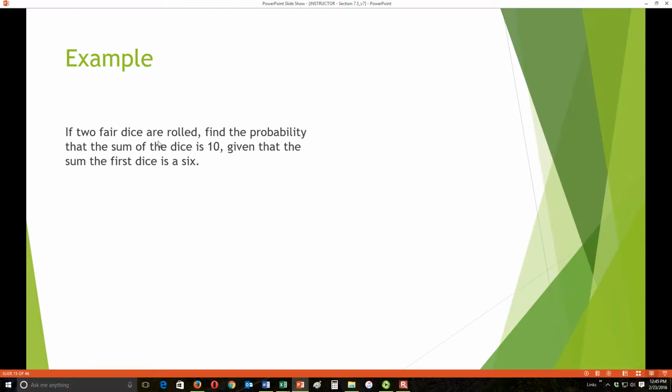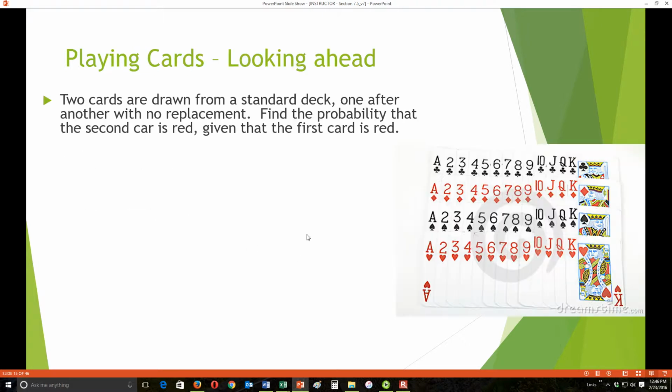If two fair dice are rolled, find the probability that the sum of the dice is 10, given that the first die is 6. E is the sum is 10, F is the die is 6. There can only be one way where the sum is 10 and the die is 6. That's when the other die is a 4. And the number of ways the red die is a 6: there's 6 ways having 2 dice where the red die is 6. So 1/6.